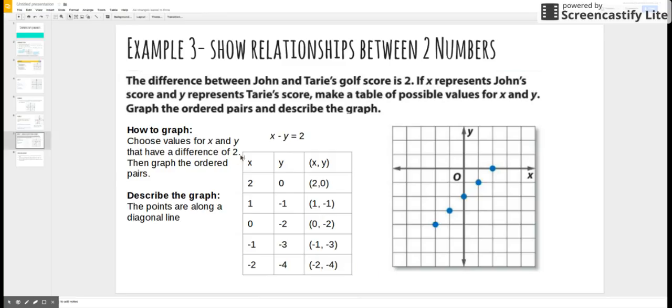So we chose all the values for x and y that have a difference of 2, and then you graph the ordered pairs. I already have them graphed for you. If you want to pause it and just sit there and count, you can. You see 2, 0, 1, negative 1, 0, negative 2, negative 1, negative 3, and negative 2, negative 4. And then if you have to describe the graph, well, it looks like these points make a line. So the points are along a diagonal line.